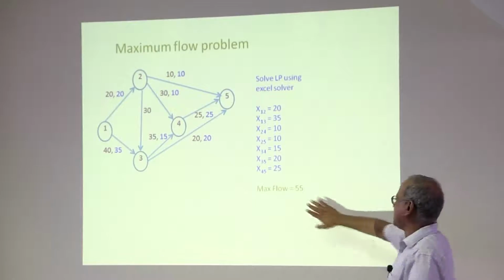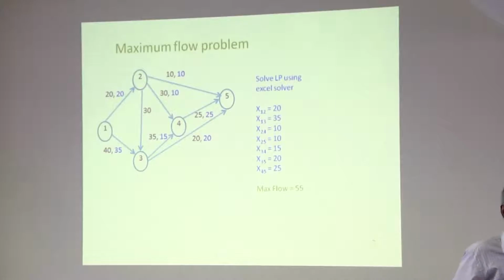So 55 is the maximum flow that is possible. You have multiple optimum solutions, but it's okay. 55 is the golden number for the next 1 hour. 55 units of flow. So I have already given you the answer, there is no suspense. But how we get this 55 in so many ways is what we are going to see in the next 1 hour. All right, fine. So this part is over.